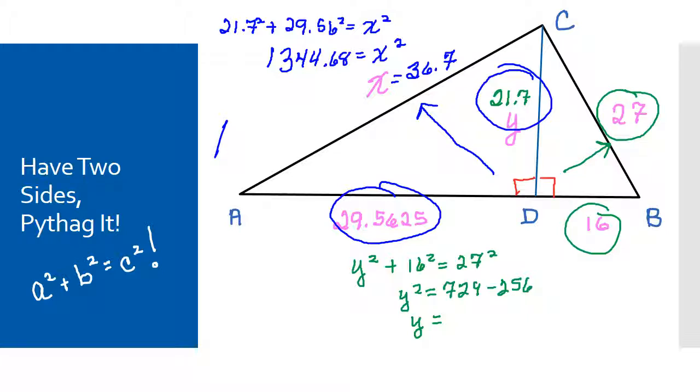So by using things like geometric mean, trigonometry, special angles, we can always find all of our sides as long as we get to a place where we have two sides and we can use the Pythagorean theorem. Remember, everything, absolutely everything, goes back to a right triangle.